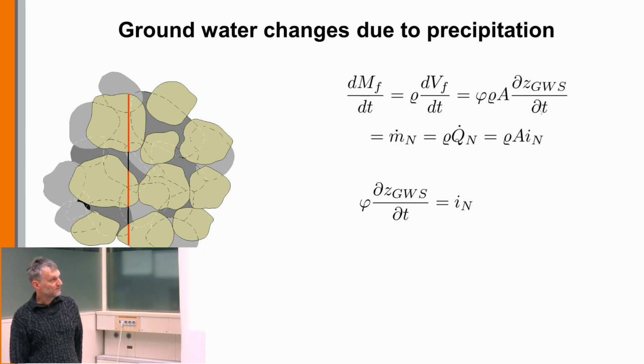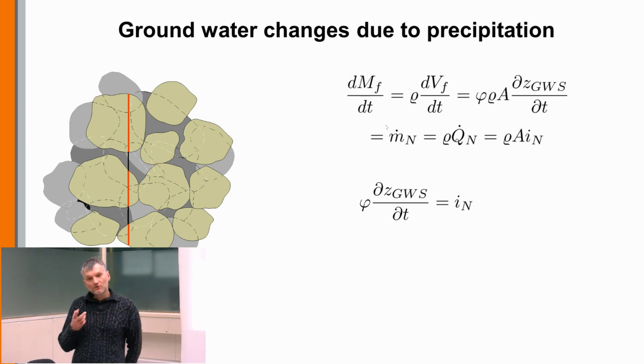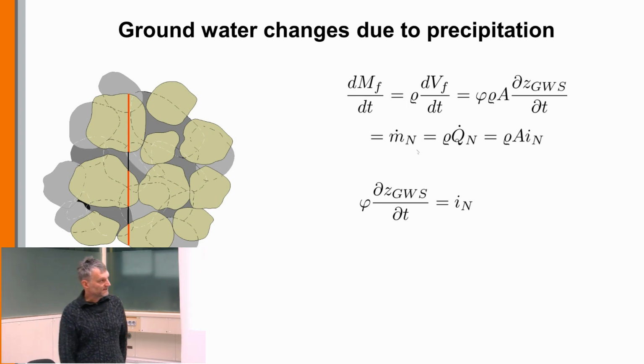So the total mass change of water is actually the change of the groundwater free surface, the porosity, the density of water, and the cross-section. In that way we can calculate the change of water. This is when we only look at precipitation, the rainfall. Niederschlag in Germany is rainfall or precipitation. So this is the mass per time going to the soil as precipitation.